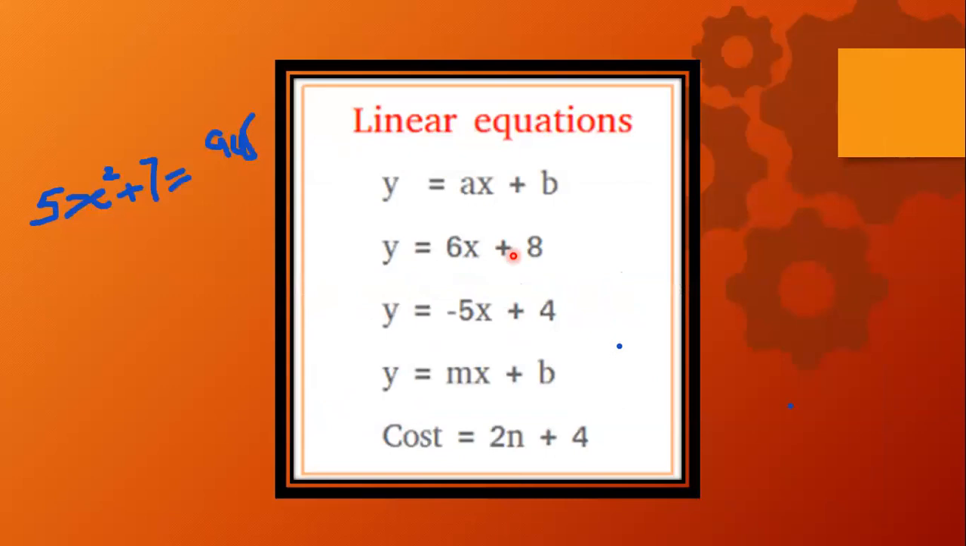Linear equation is our next topic. Any equation having maximum power 1 is said to be a linear equation. Where nothing is written, it means that the power of that variable is 1. Here x raised to power 1, x raised to power 1, x raised to power 1 and n raised to power 1. So the maximum power is 1. So these equations are said to be linear equations.